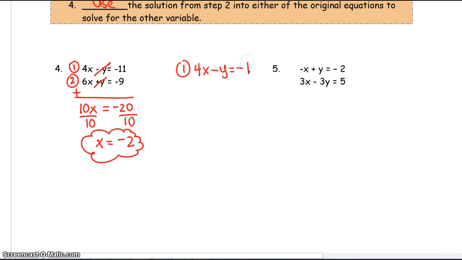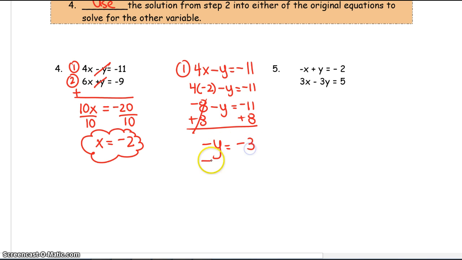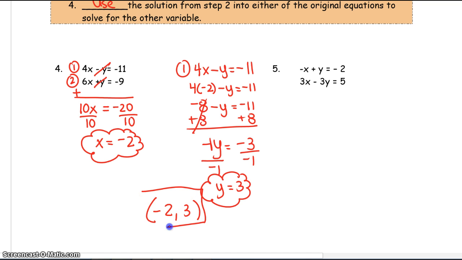Now, we still have to solve for y, so we'll use the first equation, 4x minus y equals negative 11, where x is negative 2. 4 times negative 2 is negative 8, minus y equals negative 11. Add the 8. Negative y equals negative 3, and divide by negative 1. Y equals 3. Woo! Now the final answer is written as a point, negative 2 comma 3, and yes, if we don't do that, it is wrong.